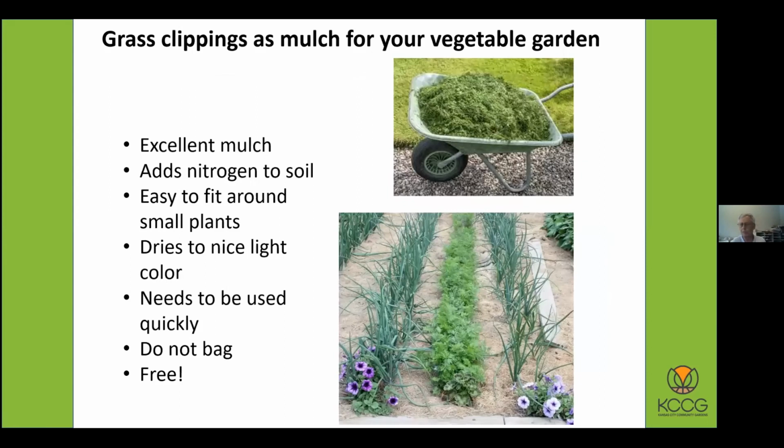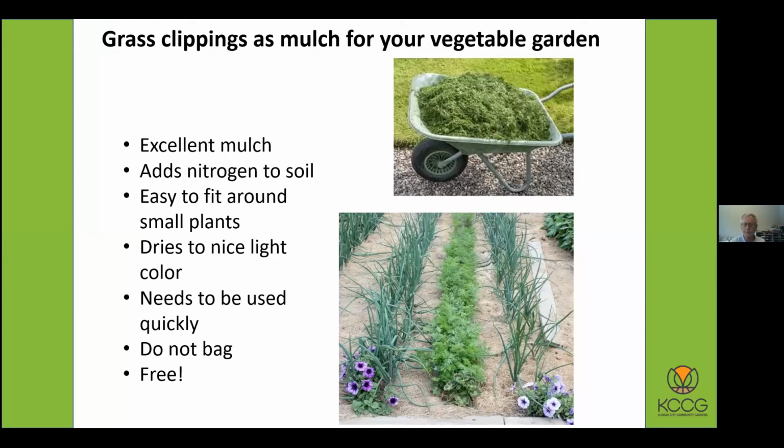I do want to talk a little bit about grass clippings just because I am a huge fan of this as a mulch. I have a big yard and I catch the grass and I use the clippings on my garden. I use it on the paths in between my raised beds. I use it around my plants. You know, just put it in the wheelbarrow and spread it out. It's excellent mulch. It actually adds some nitrogen to your soil because of all the nitrogen in the green grass.